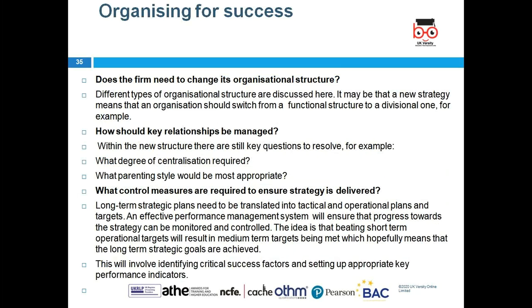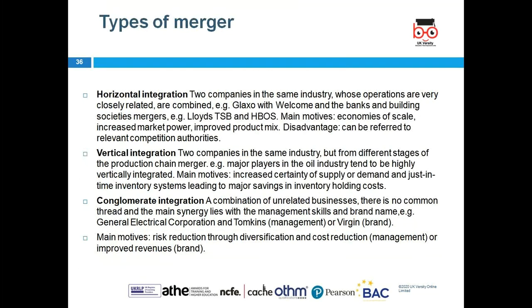Okay, organization success. Does the firm need to be changed? Organization structure, maybe you need to change it. How would relationships be managed? That's relationship management, and managers need to decide on centralized or decentralized. What control measures are needed for strategies to deliver in the long run? It's not only that the strategies are made, but they need to be delivered accordingly. That's the crucial message.